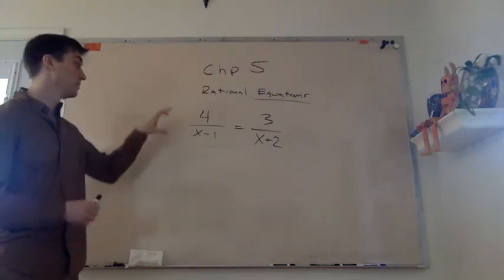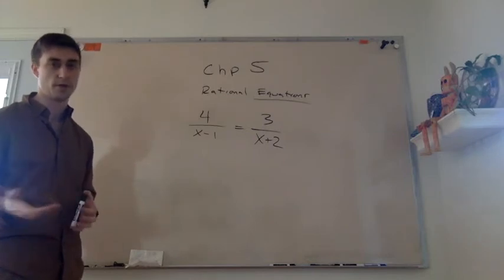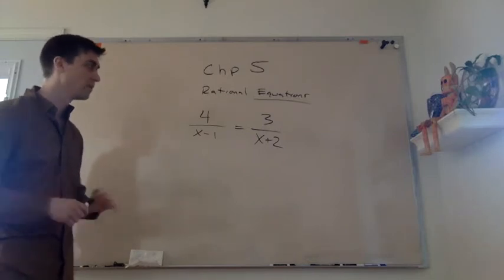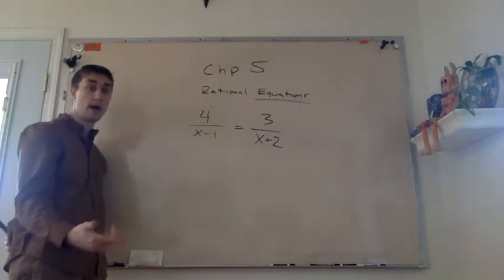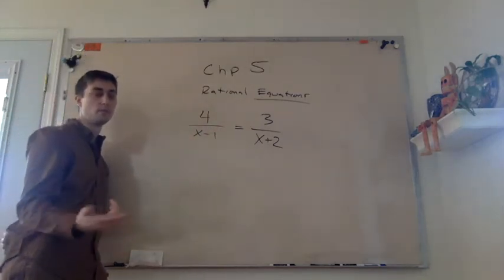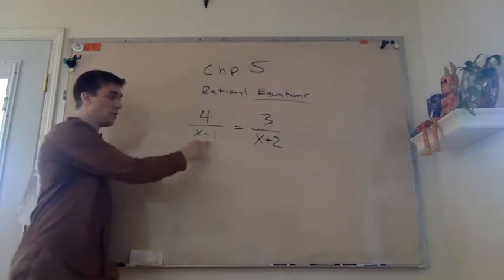So this is a rational equation. To solve rational equations, what you should do is clear the fractions. Clear the fractions by multiplying the entire equation through by the common denominator, hopefully the lowest common denominator of every fraction that's there. So there's 2 fractions here.